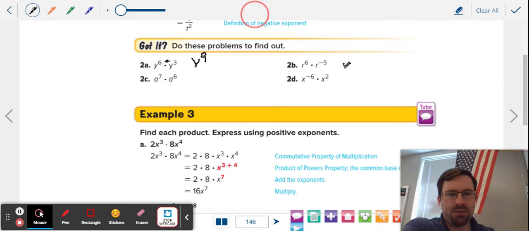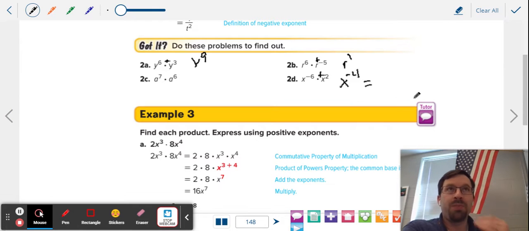Let's look at some negatives over here. 6 plus negative 5 is positive 1. Now, negative 6 plus 2 is x to the negative fourth. We need to write it with a positive exponent. So if you remember, negative variable means it's on the bottom half of a fraction. So all we have to do is put it down there and make it a positive.